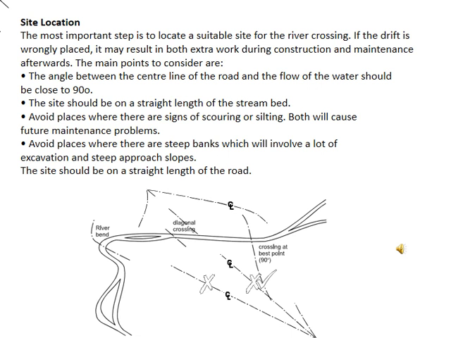The next one is the site location. The most important step is to locate a suitable site for the river crossing. If the site is a poor one, it may result in extra work during the construction and the maintenance afterwards. The main points to consider are that the angle between the center line of the road and the flow of the water should be close to 90 degrees. The site should be on a straight length of the stream bed. Avoid places where there are signs of scouring or silting, which will cause future maintenance problems. Avoid places where there are steep banks, which involve a lot of excavation and steep approach slopes. The site should be on a straight length of the road. So this is how we select the site location.